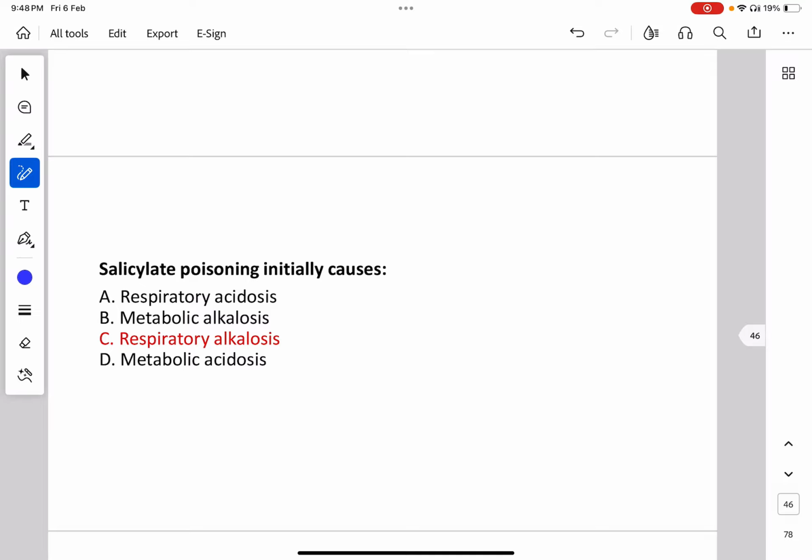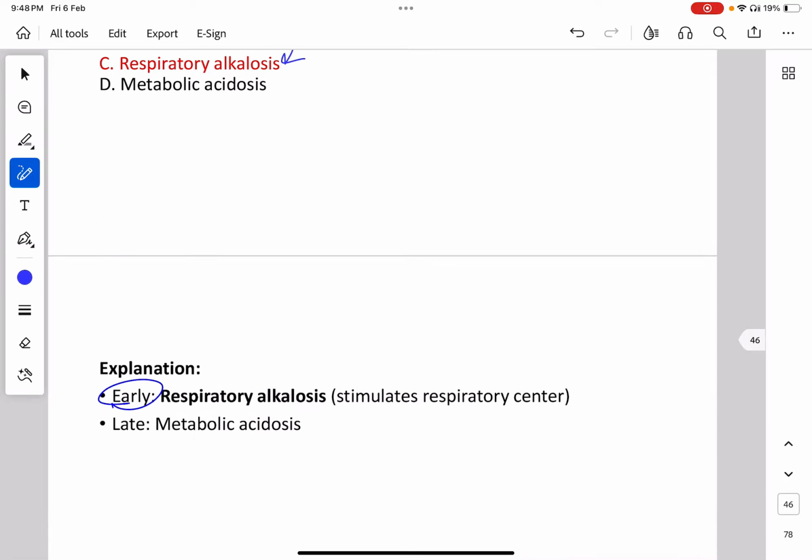So the answer in this case is respiratory alkalosis. So early salicylate poisoning causes respiratory alkalosis because it stimulates the respiratory center. Late stage is metabolic acidosis. Okay, now the acidosis, alkalosis, these might be new terms for some of you. So I want to tell you that all the interpretation is from ABG reports, arterial blood gas.